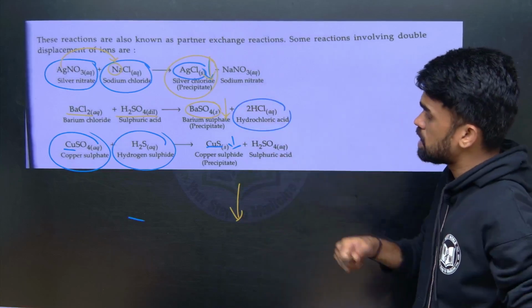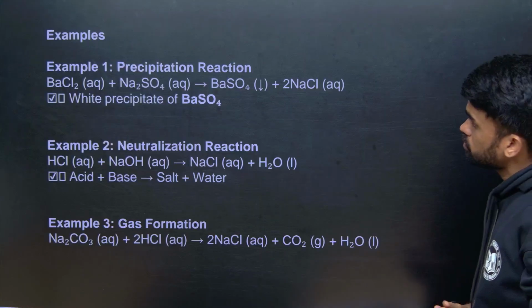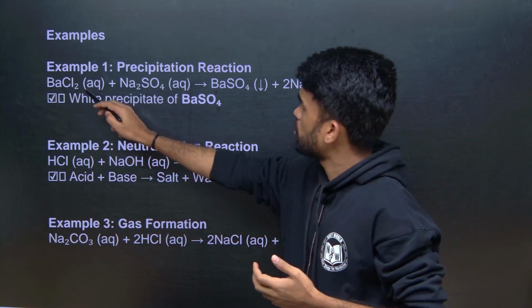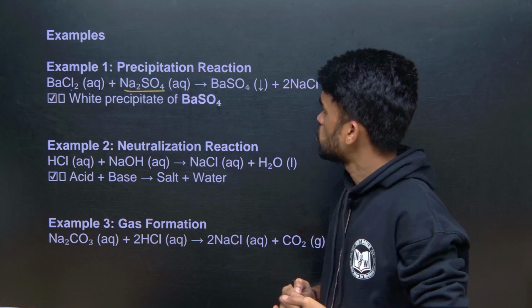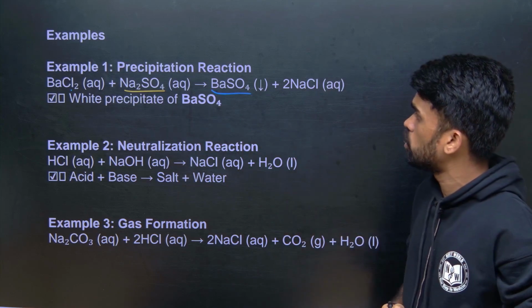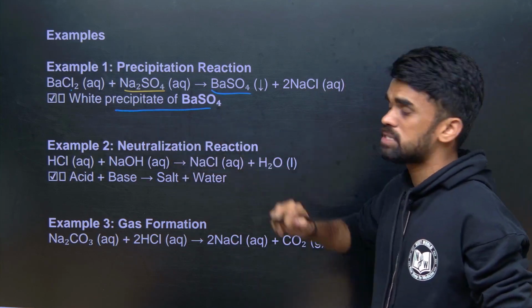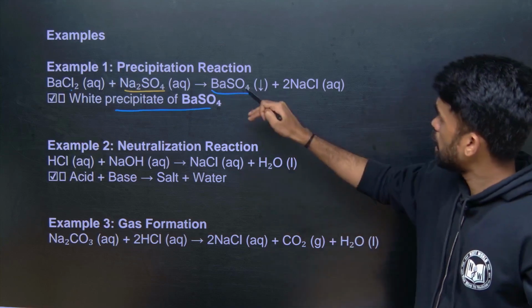So in three cases we are seeing one precipitate. Other example, barium chloride and sodium sulfate. So what is the product formed? Barium sulfate, already told you that is a white precipitate. Again double displacement.